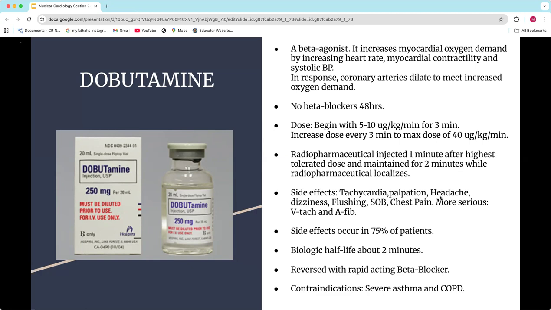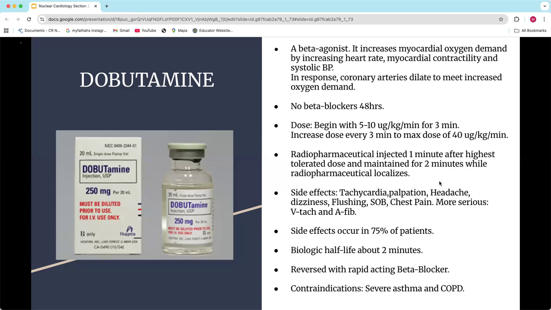We have done dobutamine on patients before that couldn't be on other types of medication. And usually this is done by a PA. I've not been the one that has ever set this up, at least in our department. A PA has. And there's a likelihood that you may not ever use this one at all as well. But basically what we're trying to do is the radiopharmaceutical is injected 1 minute after that highest tolerated dose and maintained for 2 minutes while the radiopharmaceutical circulates.